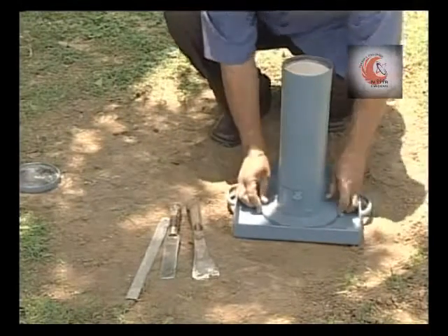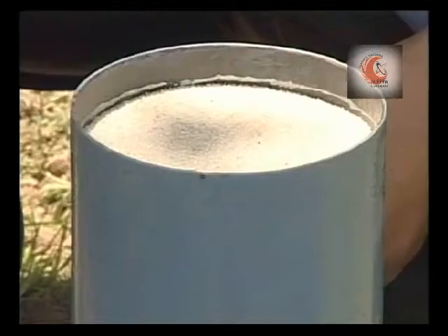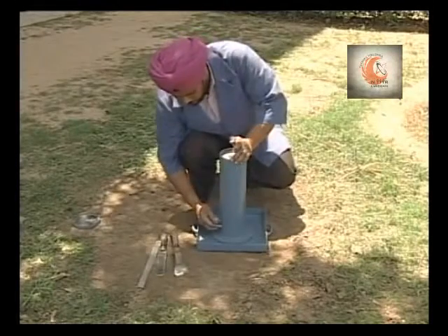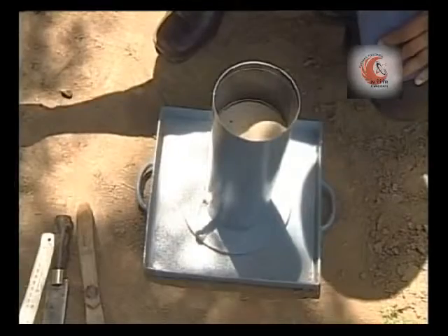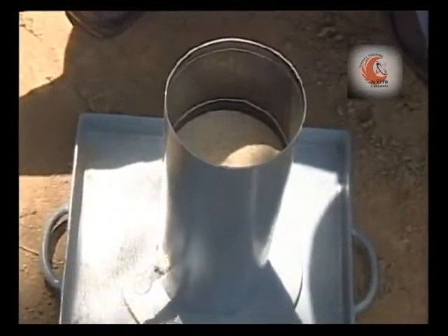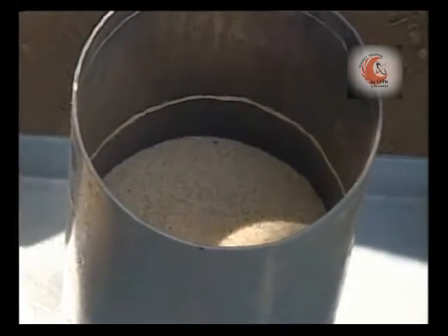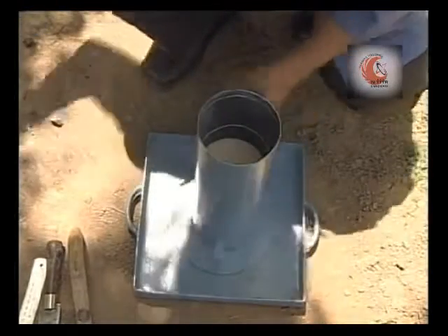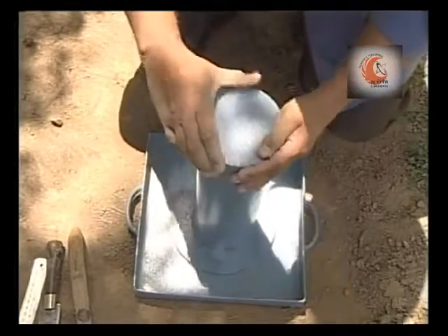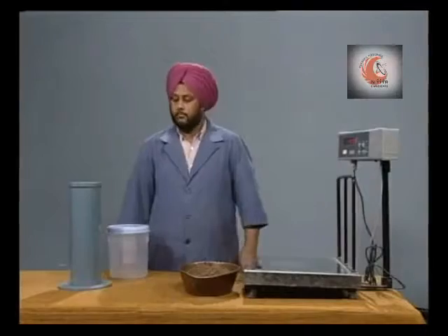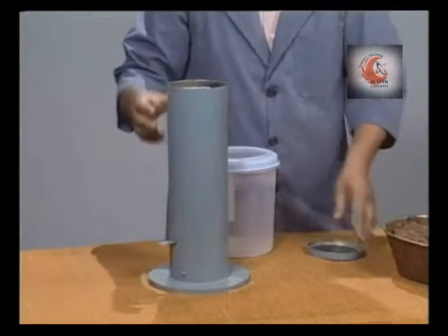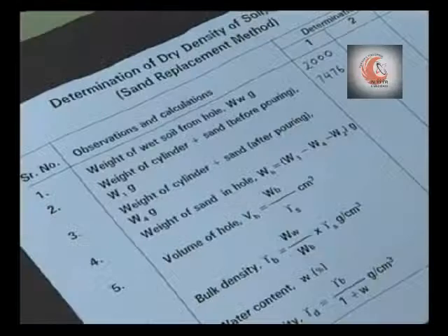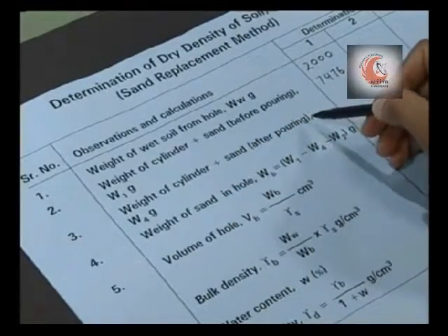Place the sand pouring cylinder concentrically over the excavated hole. Open the shutter and allow the sand to run out into the hole until no further movement of sand takes place in the cylinder. Now close the shutter. Remove the cylinder from the excavated hole. Weigh this pouring cylinder with the remaining sand. Record the weight of cylinder with sand after pouring in hole, that is W4.